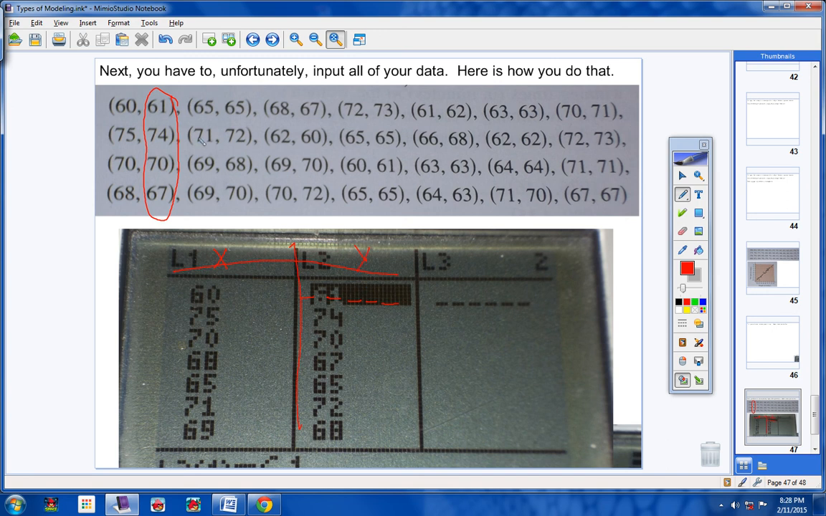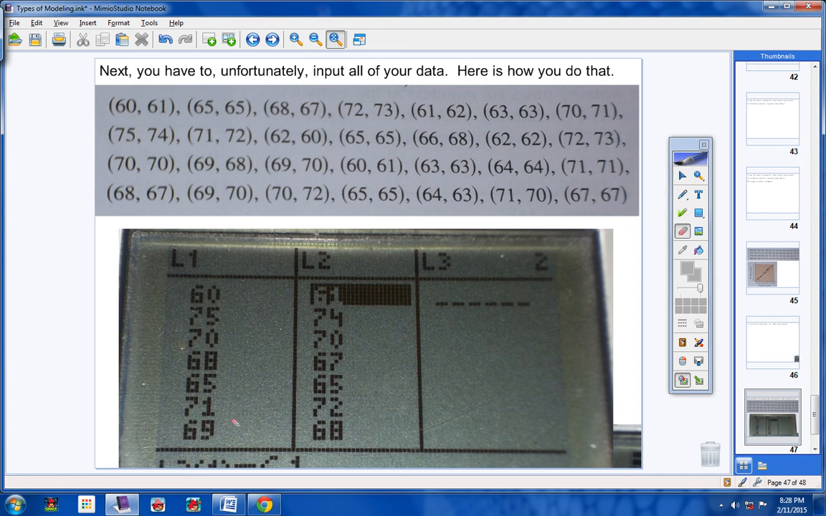So now you're going to enter 61 like I did here, 61, 74, 70, 67. Then I entered 65, 72, 68, 70, and down it went. So when you've entered all of those, then you have successfully completed the part where you have to enter all of your data.